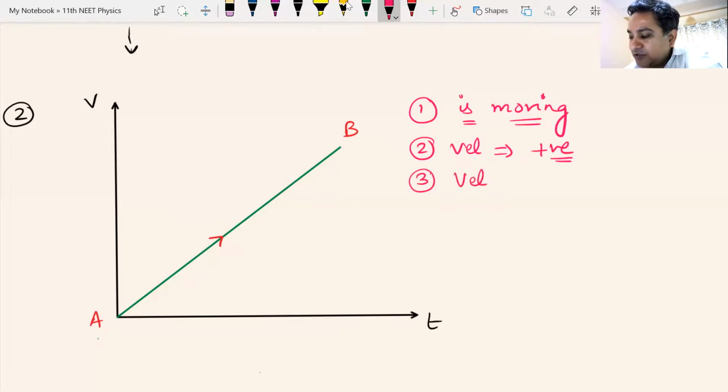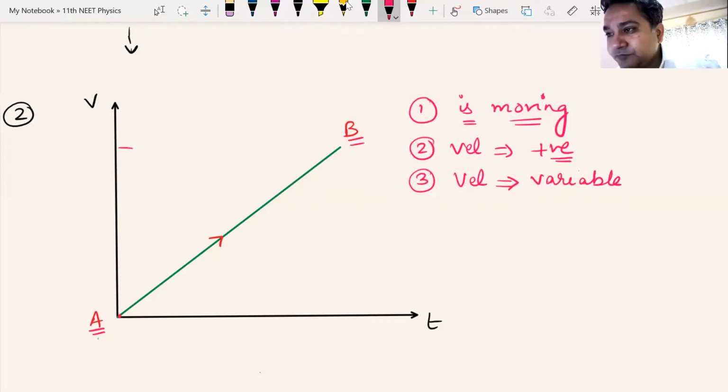Number three. Is the velocity constant or is the velocity variable? Velocity is constant, no Niharika. Velocity is variable, it is changing. At point A, the velocity is 0. At point B, the velocity has some value. At some other point, the velocity will have some other value, V1, V2. Velocity is definitely changing, and hence velocity is variable. Am I clear?